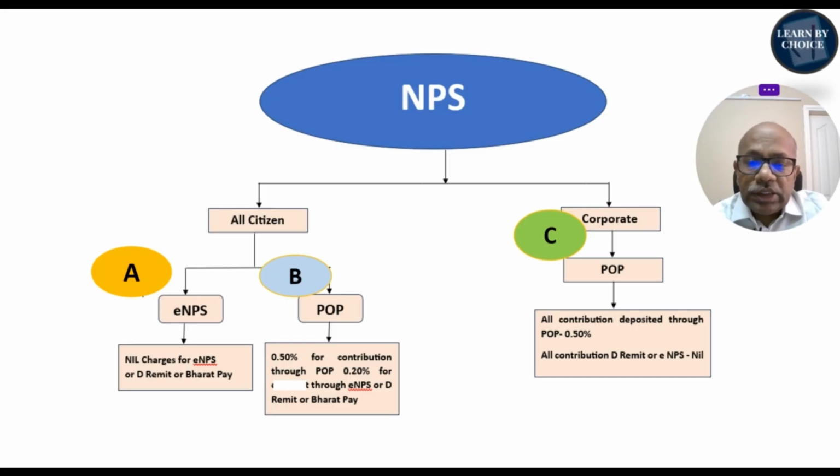Then the POP customers, wherein you pay charges of 0.5% of your contributions if you are depositing the money through the bank or through the brokerage firms, and 0.2%, for example, if you have opened the account through a POP, but you are using the eNPS channel or D-Remit channel for depositing. There you pay only 0.2%. The corporate customers, those who are under C category, they pay 0.5% of the contributions, whatever they deposit through the POP. To the POP they pay the charges, and for the contributions for the corporate customers through D-Remit, there are no charges.